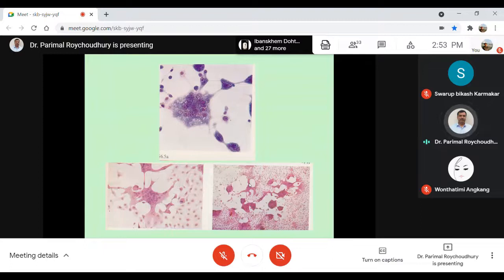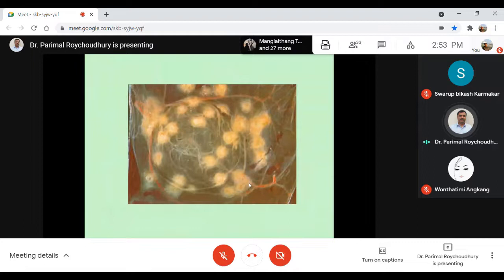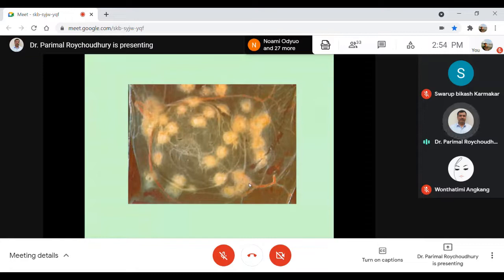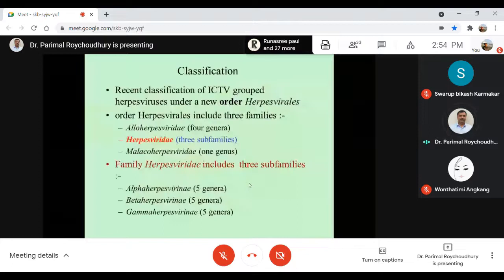Besides, by the chorioallantoic membrane route of inoculation, when you inoculate some members, particularly infectious laryngotracheitis and Marek disease virus, they produce certain pock lesions. This is called pock, P-O-C-K, lesion. Pocks are also formed in pox infection. So here also, discrete necrotic patches develop on the chorioallantoic membrane. These are called pock lesions, characteristic of some herpes viruses when grown in the embryonated chicken egg. This way, herpes viruses are isolated in the laboratory for diagnosis purposes. So a lot of classification changes have taken place.